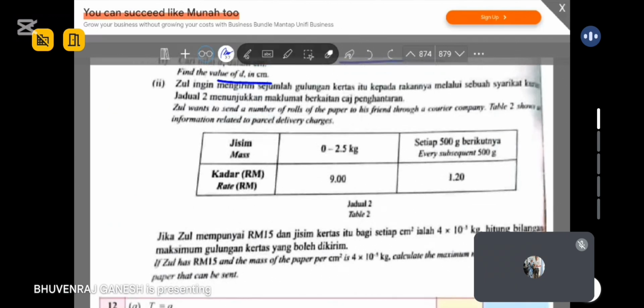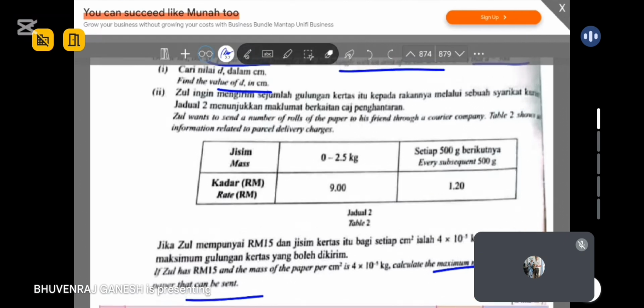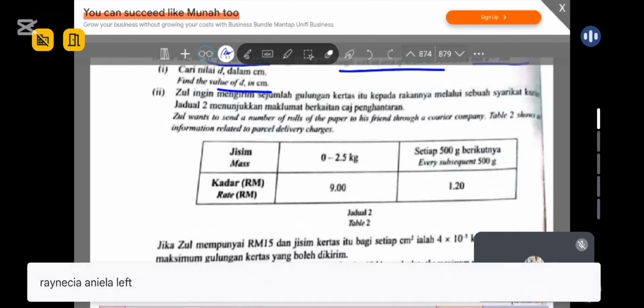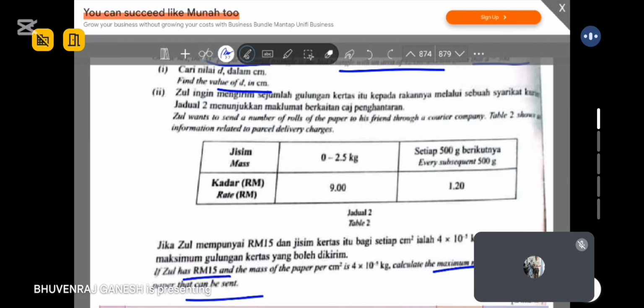B2. B2 lebih susah sikit, harder a bit. The question is, calculate the maximum number of rows. For this one, a bit complex. So you must think and see now, guys. Let me see. He says he has RM15, and he has to divide among these two.